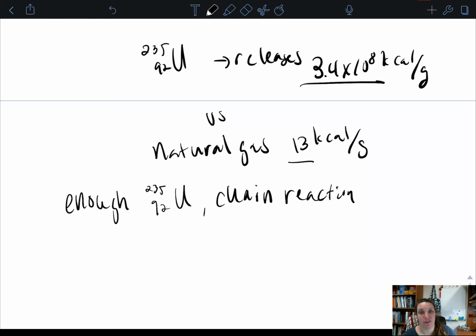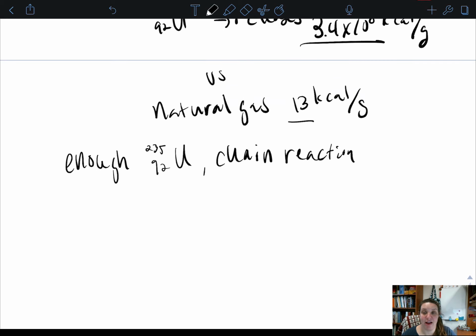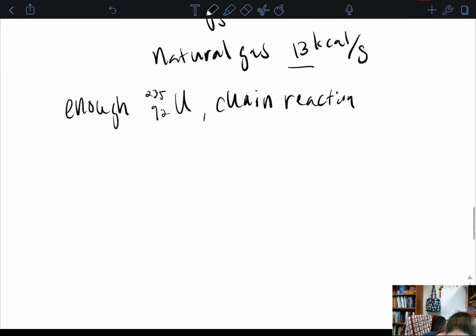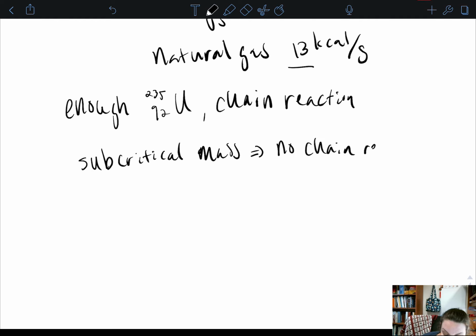Now, there's what's called a critical mass. A critical mass is when we have enough uranium-235 to have that chain reaction. And if we have greater than that critical mass, we have what's called supercritical mass. That is a bomb. With a subcritical mass, there's no chain reaction. Maybe a couple reactions will occur, but then the neutrons are going to escape the uranium area. With critical mass, we get a chain reaction.